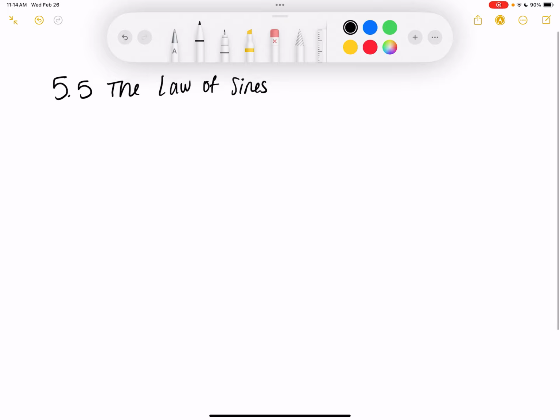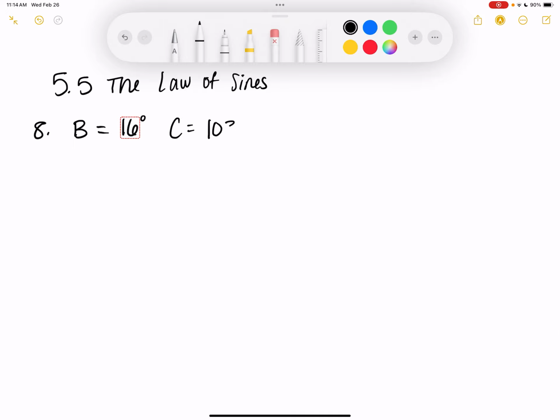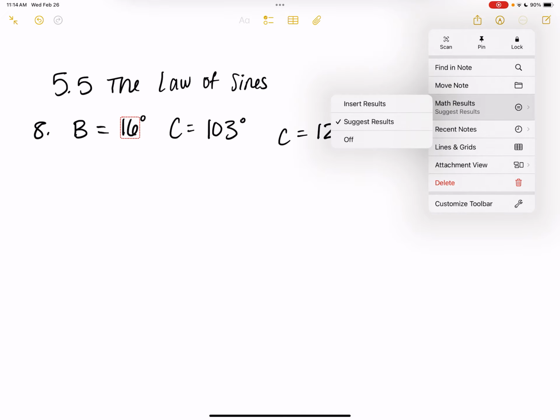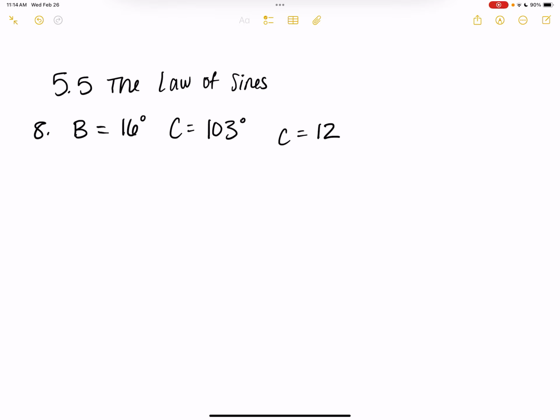Number 8. Angle B is 16 degrees, angle C is 103 degrees, and side C is 12. So we have the angle and the same letters side given. So that's going to be a side, angle, side, I guess, technically. I don't know. I need to draw it.